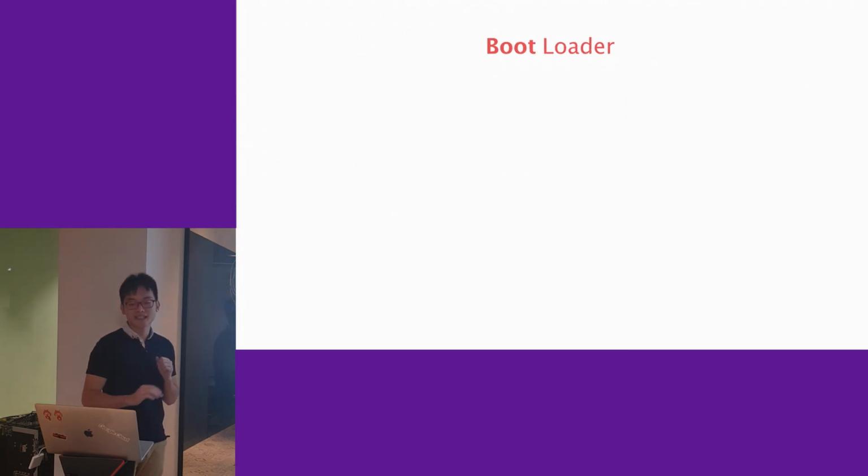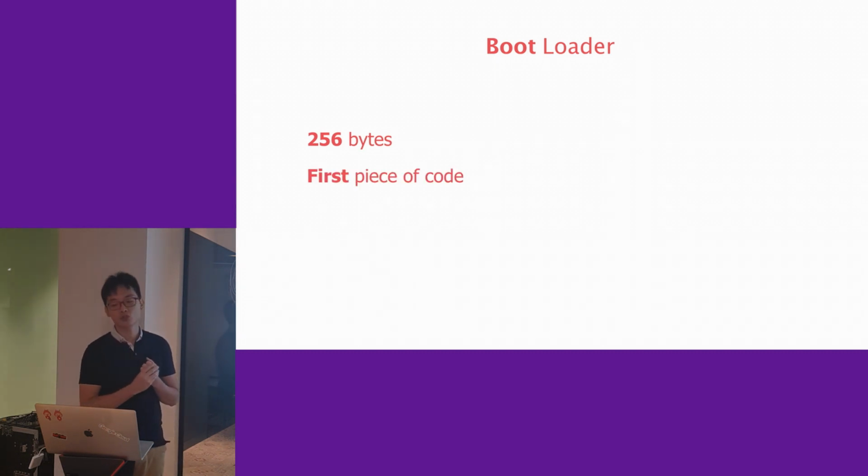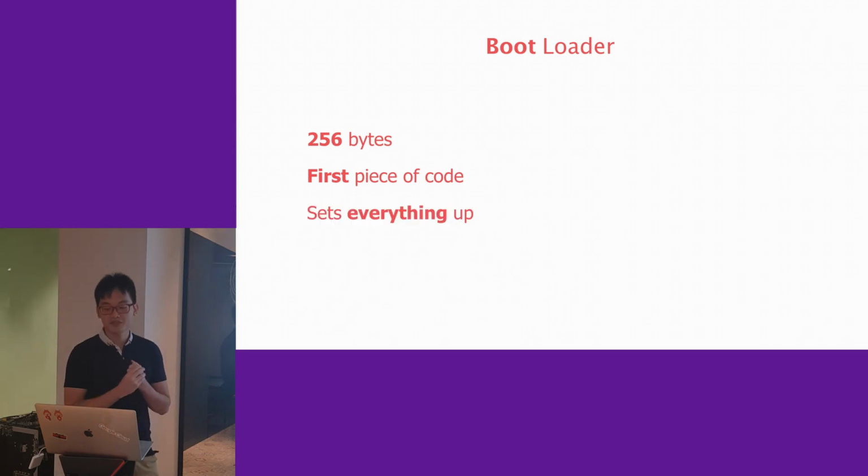So the bootloader is exactly 256 bytes. It is also the first piece of code run when you first boot up the system. It is also responsible for setting up everything that is required, something like setting the initial state of the machine. Now a quick review of what the bootloader does.